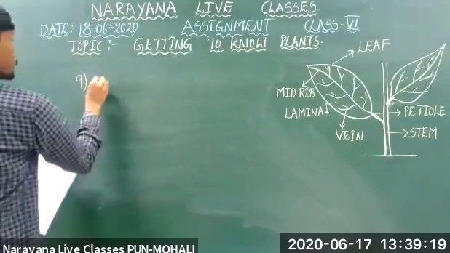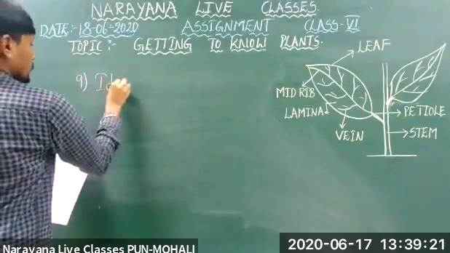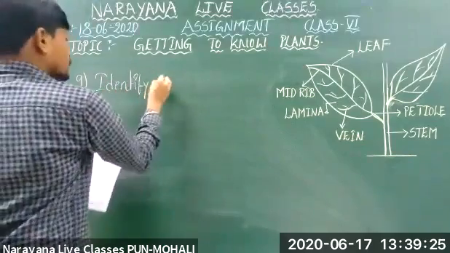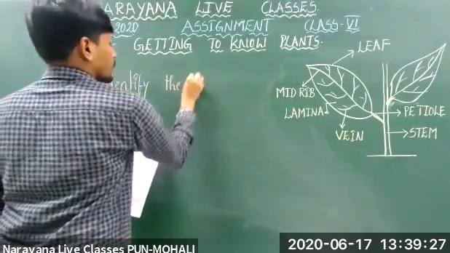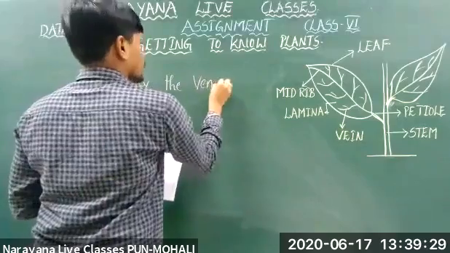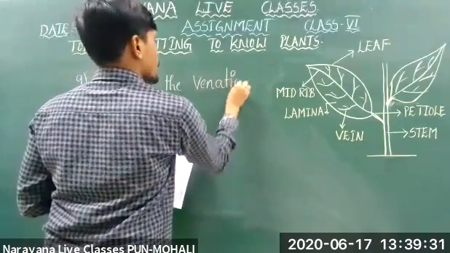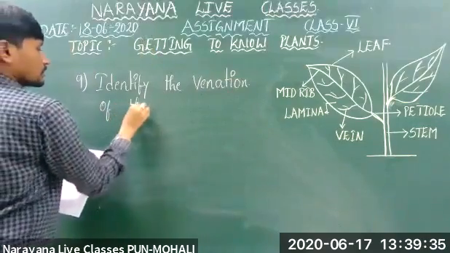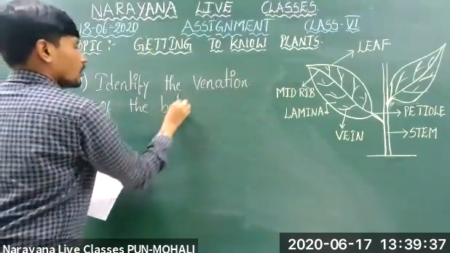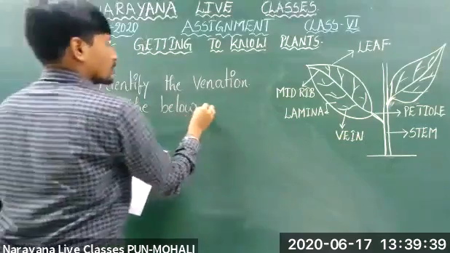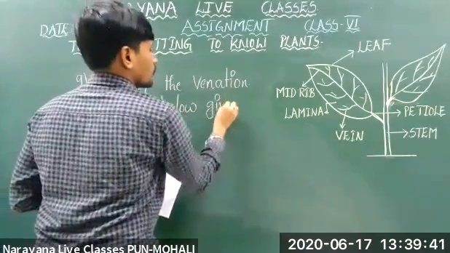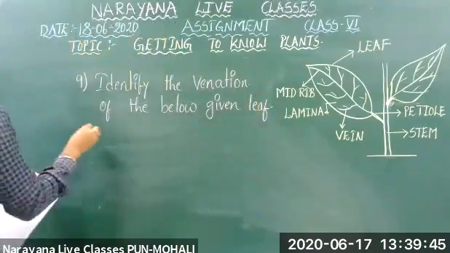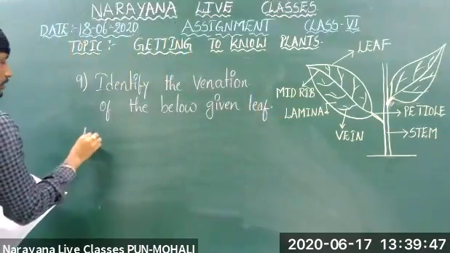Ninth one. Identify the venation of the below given leaf. So what is the answer?